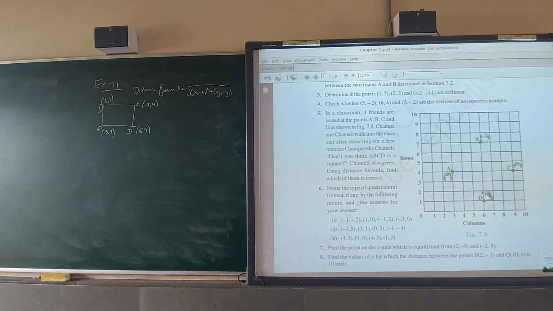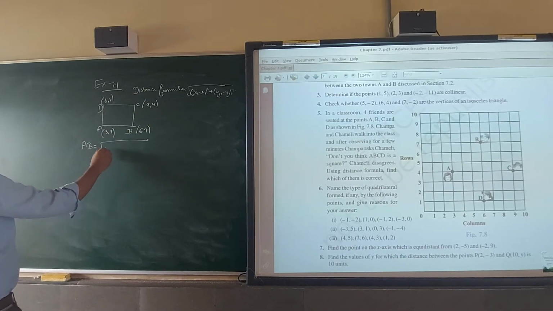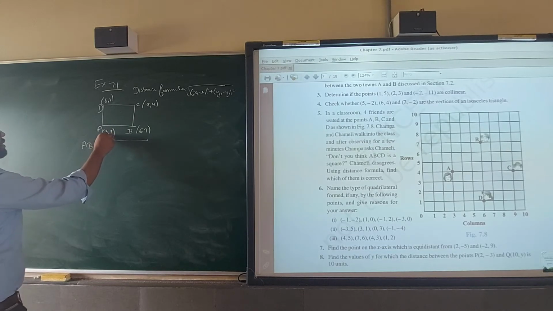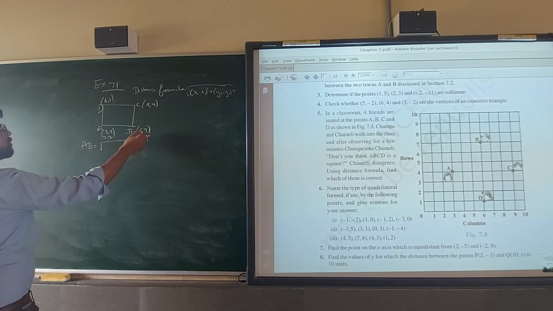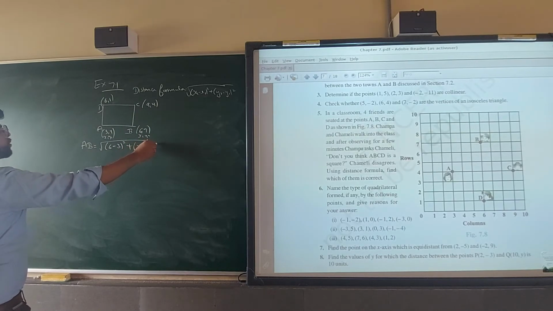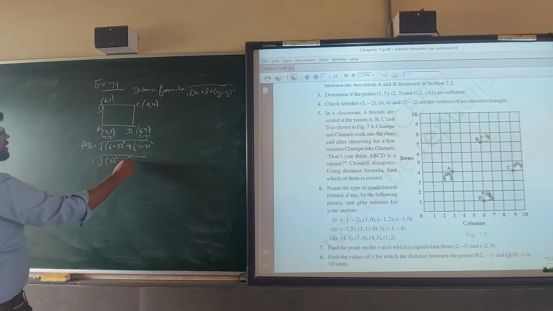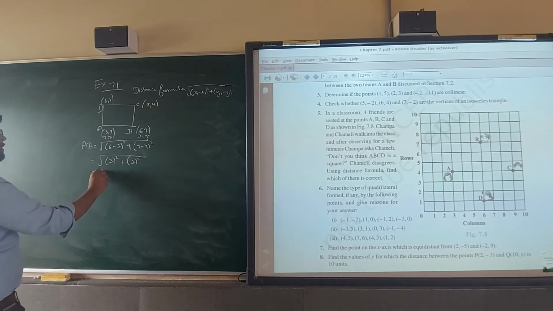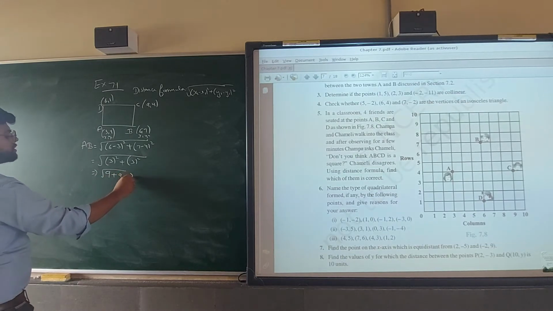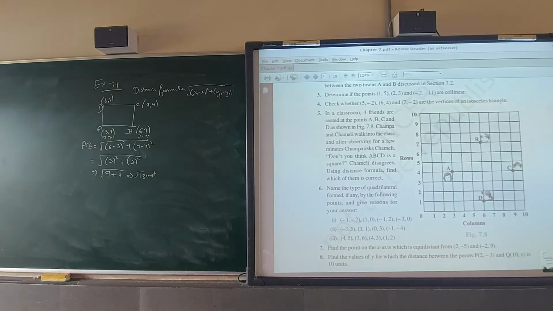Now first find the distance between AB. Applying the distance formula, this will be x1 y1 and this will be x2 y2. x2 minus x1 means 6 minus 3 square, plus y2 minus y1, 7 minus 4 square. 6 minus 3 square is 3 square, 7 minus 4 is 3 square again, so it will be 9 plus 9, the answer is root 18 unit. So AB is coming root 18.